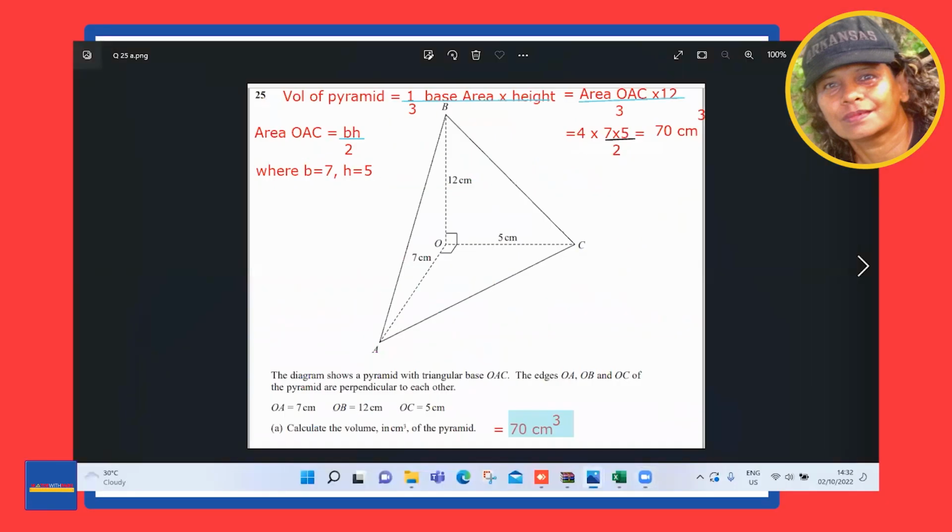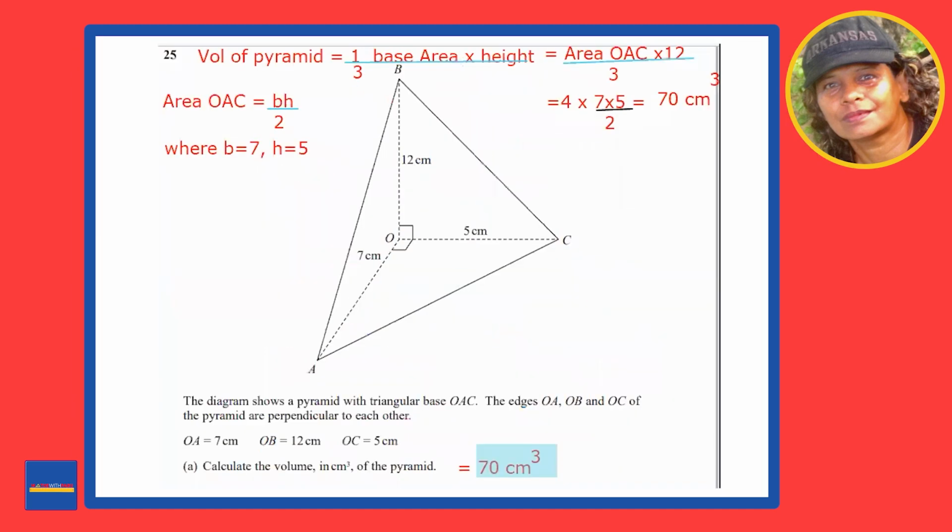Let's move on to the next question, 25. Here they have given us the volume of a pyramid. The diagram shows a pyramid and they're asking us for the volume of the pyramid. Now how do we find the volume of a pyramid? It is 1/3 base area times height. So we want to find the area of the base. The area of the base is OAC, and the height is given, and that's 12.